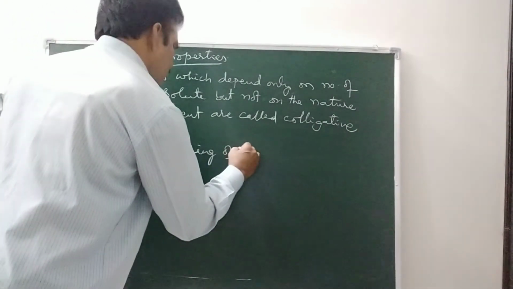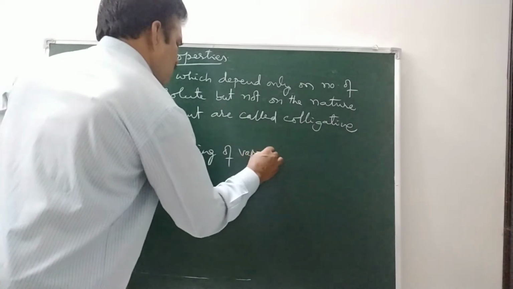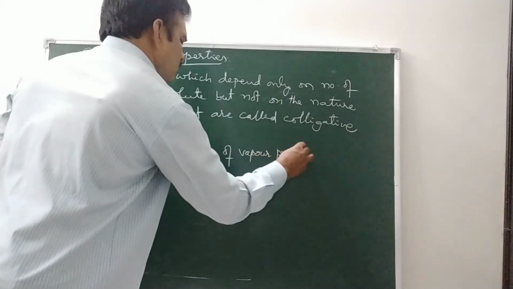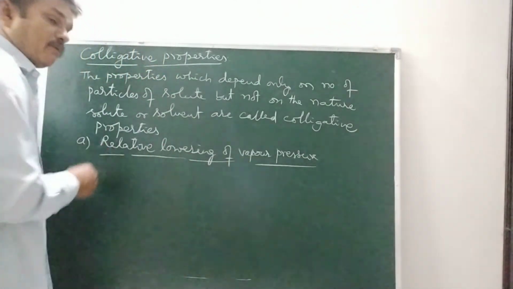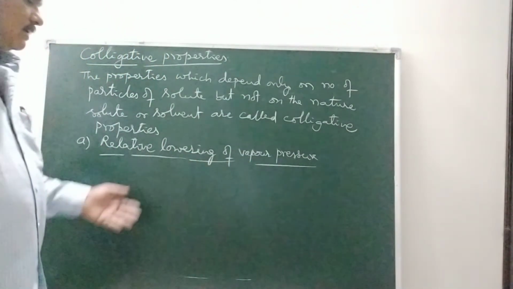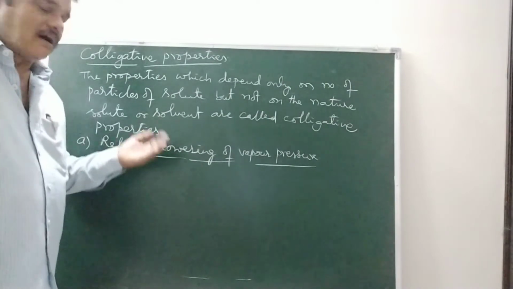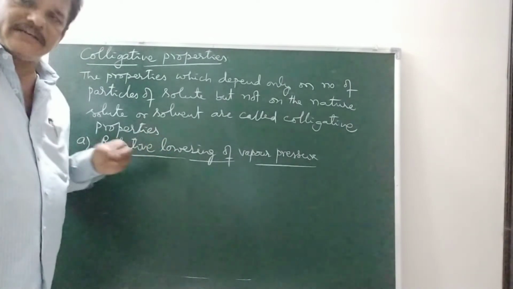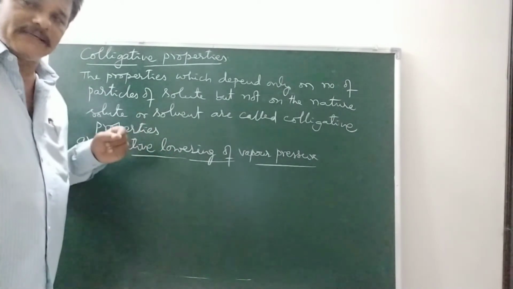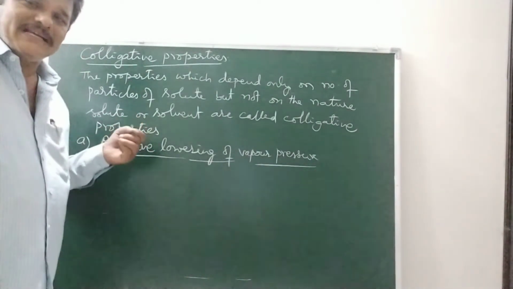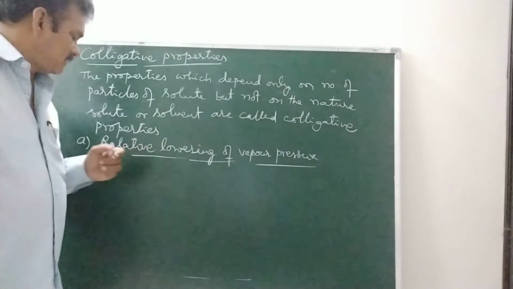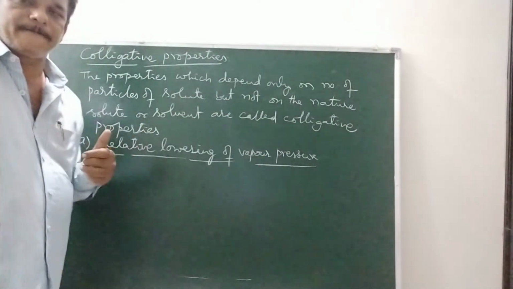Relative lowering of vapor pressure. So what is vapor pressure? We have already discussed vapor pressure. The pressure caused by the vapor of a liquid when that vapor is in equilibrium with the liquid is called vapor pressure.